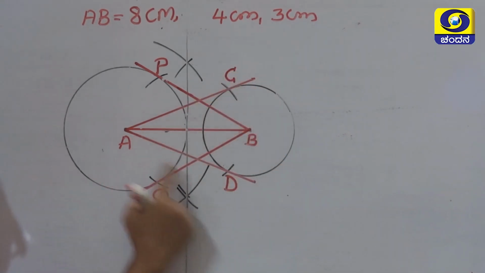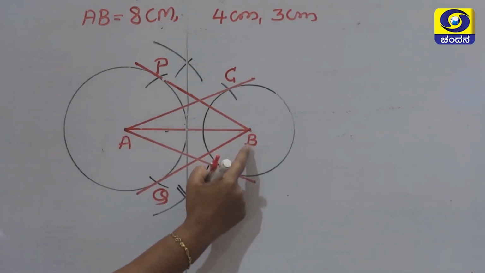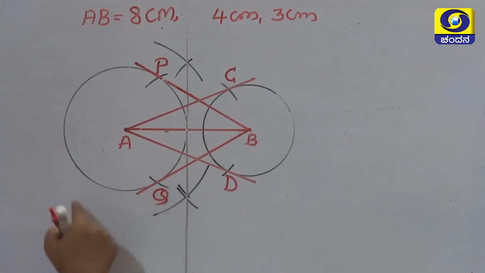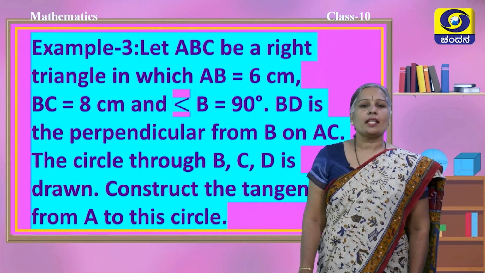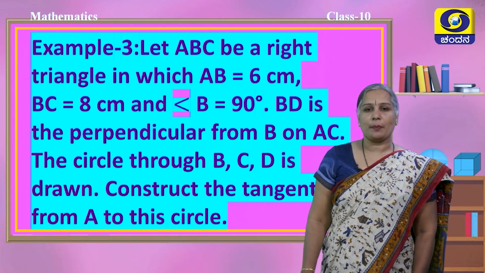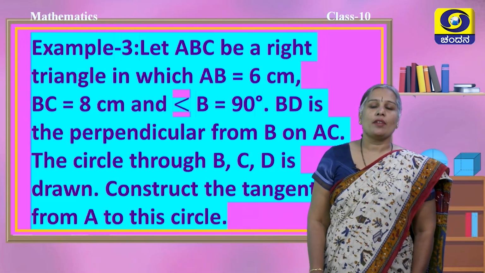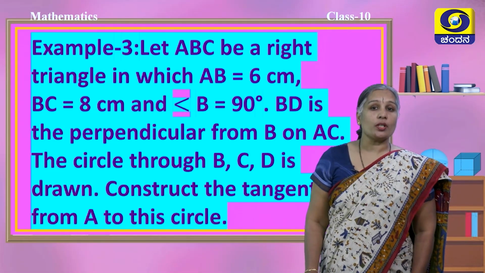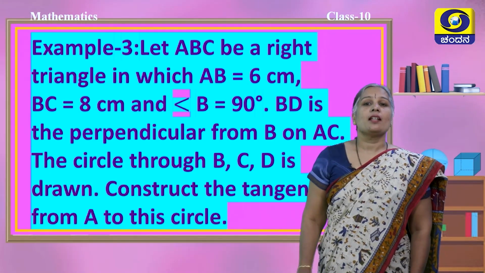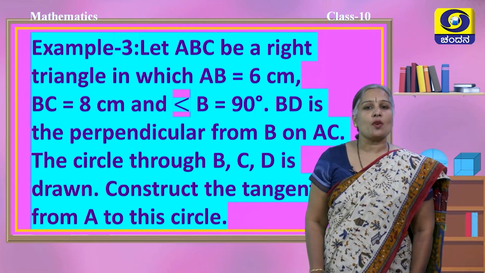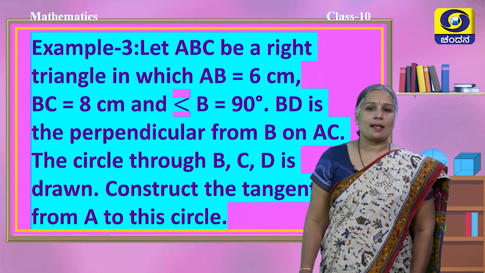Now AC and AD are the tangents to the small circle. BP and BQ are the tangents to the big circle. It is a very interesting example. Here we are going to use all the knowledge we already had about tangents, construction, everything. It is a sort of combination of all types of constructions, you can say. Let us see the next example.